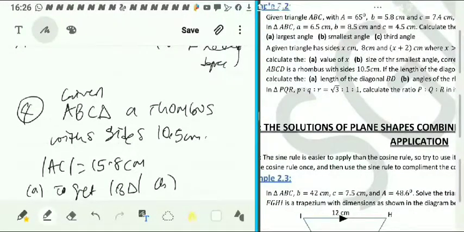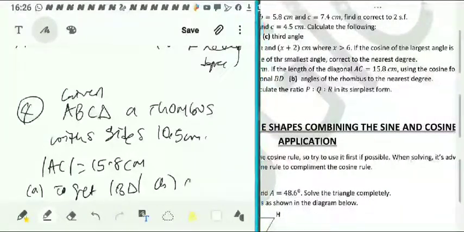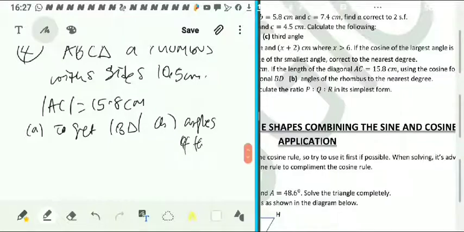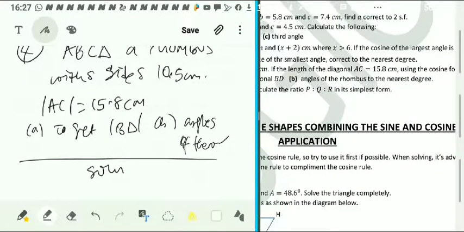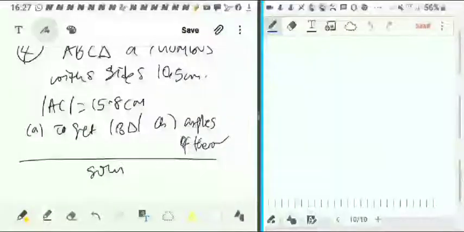Also find the angles of the rhombus to the nearest degree. So, solution: let's try and sketch this here.